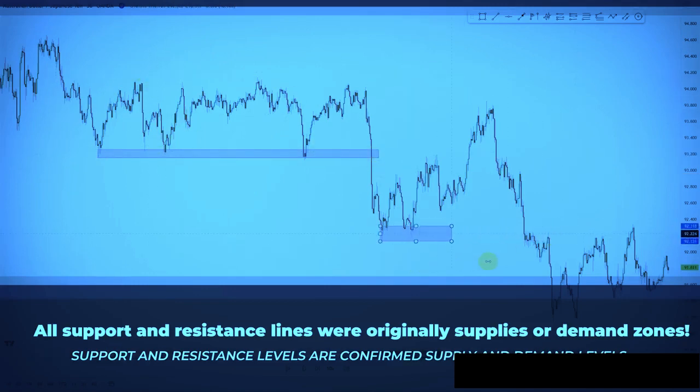They are essentially the confirmed supply and demand levels. So supply and demand are fresh levels or zones where a price has not been determined yet. Therefore, these levels are valid to trade. Support and resistance are levels which are already confirmed.